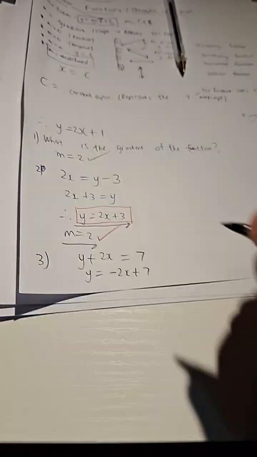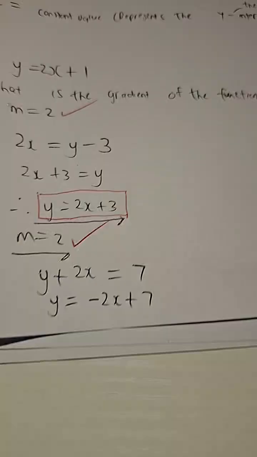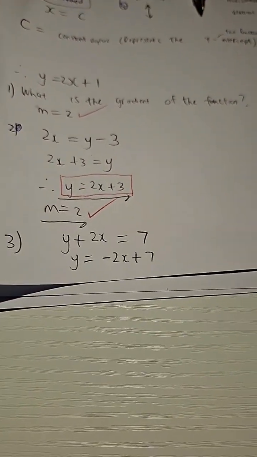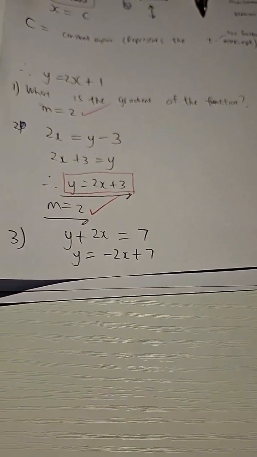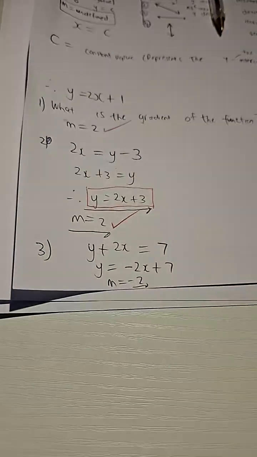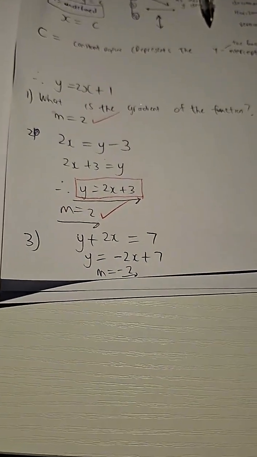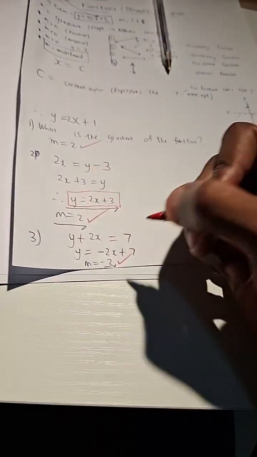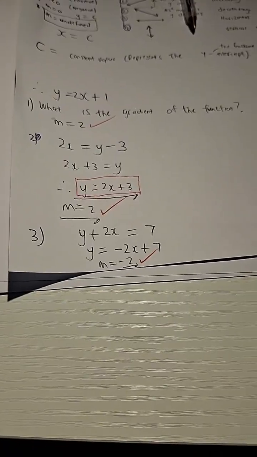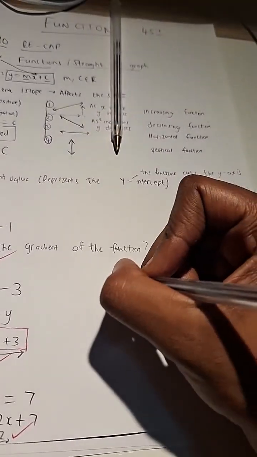-2x plus 7. Is this in standard form? Yes, it is. Is it in this form? Yes, it is. So therefore, y is equal to -2x plus c. The gradient is truly equal to -2. Okay, so you guys are spot on. So once again, to those people who said -2, how amazing you are. Okay, I'm going to do one last one.